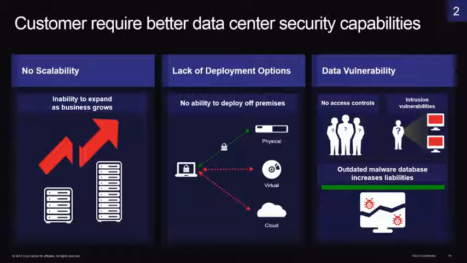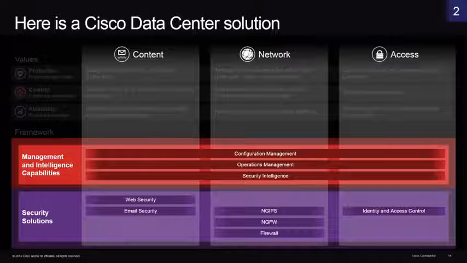Cisco delivers an integrated solution across the environment. Cisco suggests a solution that includes the control of configuration management or operations management and is backed by security intelligence. It also includes the content protection of web and email security, and next-gen firewall, next-gen IPS, and firewall to block incoming attacks. Identity and access control is also incorporated for centralized security policy management. Cisco delivers a data center solution with the flexibility and protection needed to meet demand.